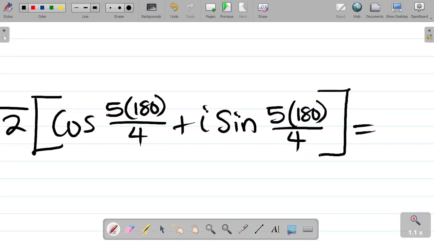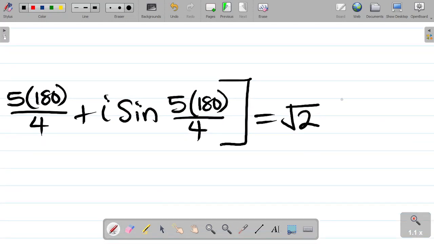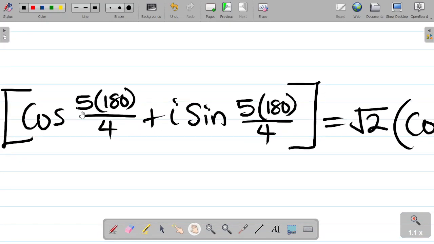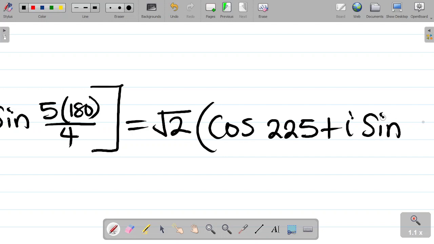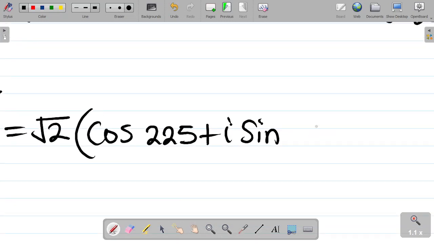All right, let's finish up this. This is equal to root 2 into cos 5 times 180 divided by 4. I'll just punch 5 times 180, that will give you 900. 900 divided by 4 gives you 225. So I have this as cos 225, plus I sine, the same thing there, 225.